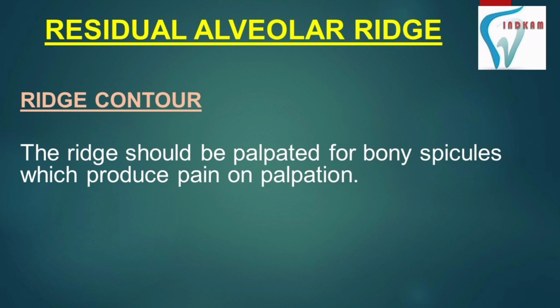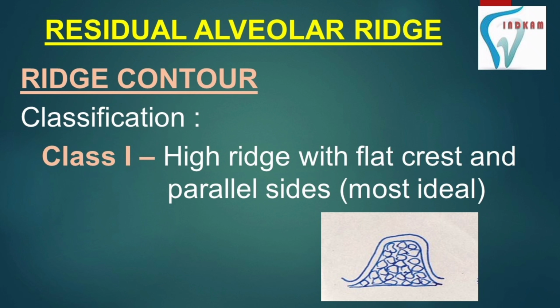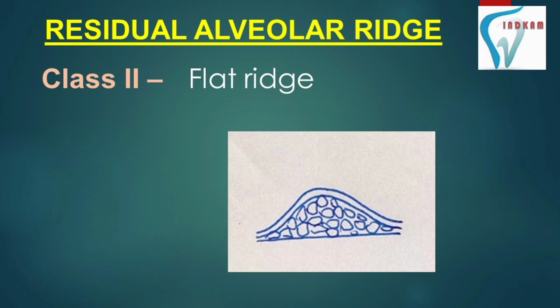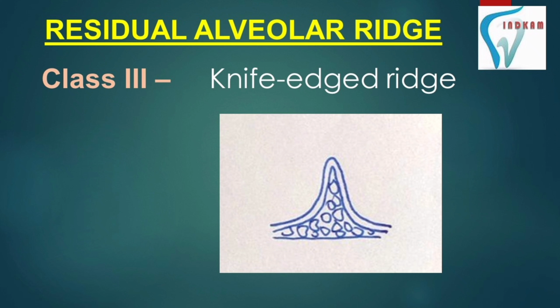Ridge contour. The ridge should be palpated for bony spicules, which produce pain on palpation. So, we should check the ridge thoroughly. Ridge contour is classified into 3 classes. Class 1 is a high ridge with flat crest and parallel sides. This is the most ideal type of ridge. Class 2 is a flat ridge, as you can see in the diagram. And class 3 is a knife edge ridge.